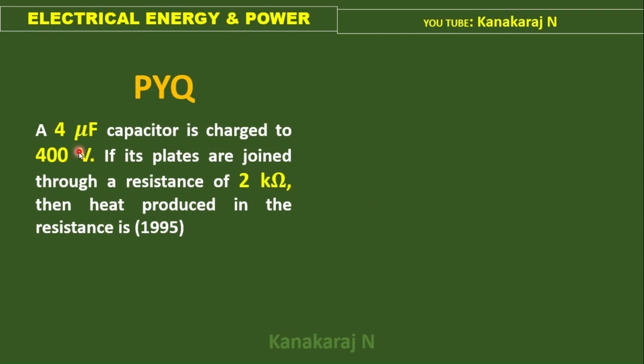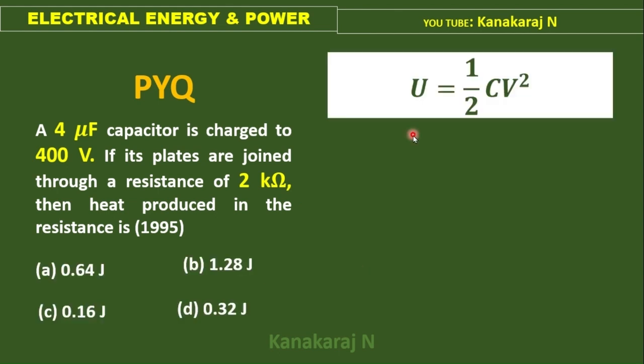A 4 microfarad capacitor is charged to 400 volt. If its plates are joined through a resistance of 2 kilo ohms, then the heat produced in the resistance is. So, the energy stored in the capacitor is given by the formula epsilon equals half CV square. The value of C is 4 microfarad and the value of V is 400 volt.